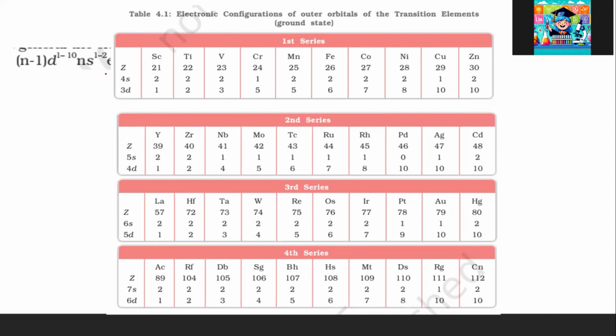So all the transition elements will have the electron configuration like this. This (n-1)d, that's the penultimate d shell, will have from 1 to 10 electrons, and the valence s shell will have either 1 or 2 electrons. So exceptions are those. Zinc has this completely filled penultimate as well as valence shell. So these are not considered transition metal elements.